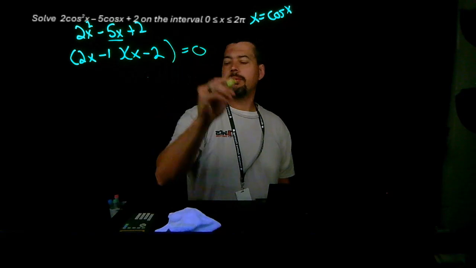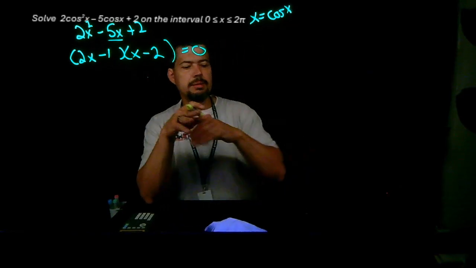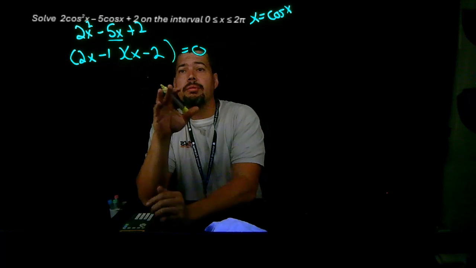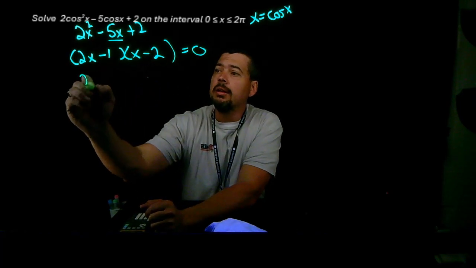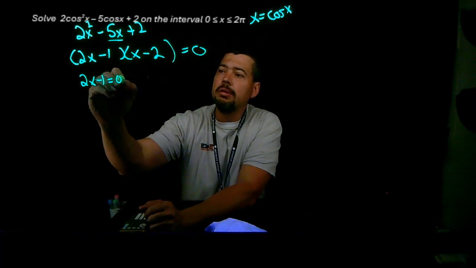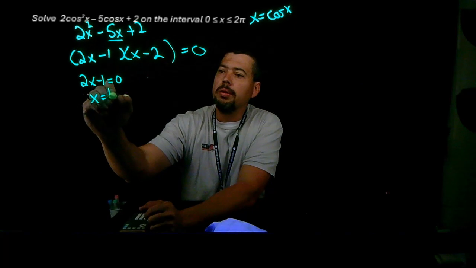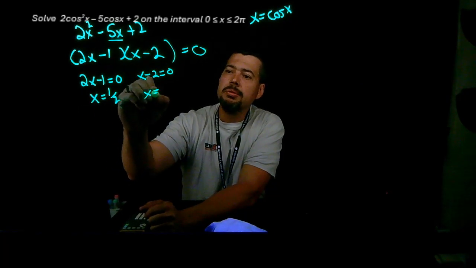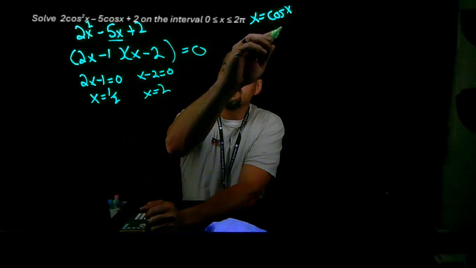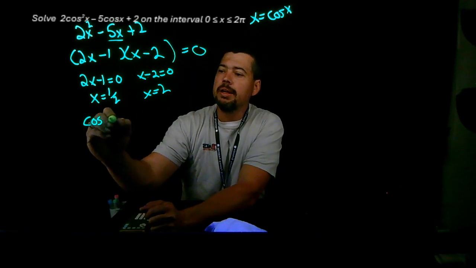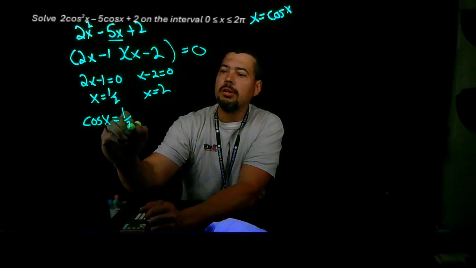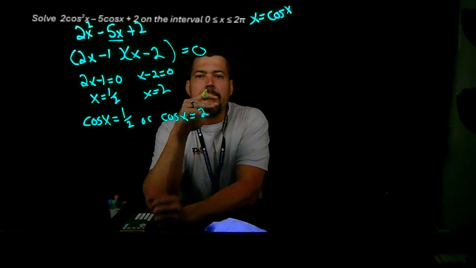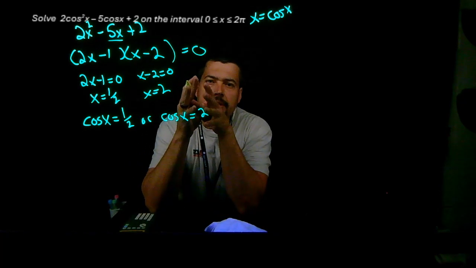Anywho, equal to 0. Now, some teachers will go ahead and figure out what x is here and then substitute in. I've got no issues with that. If you want to do it that way, that's fine. 2x minus 1 is 0, so x is going to be 1/2. x minus 2 is 0, so x is 2. Now remember that x was cosine of x, so the cosine of x is 1/2, or the cosine of x is 2. Now, again, unit circle.